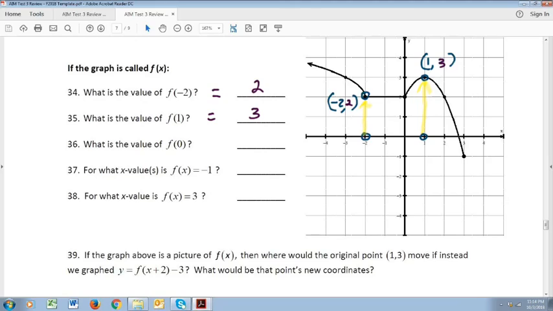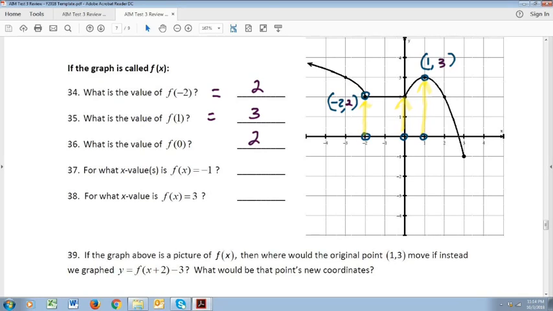So let's do the same thing for f of 0. When x is 0, the height of the graph is 2. And so f of 0 is 2. So in each of these 3 problems, we were given an input, and we gave the output. And again, these outputs, or y values, can be thought of in terms of the height of the graph.